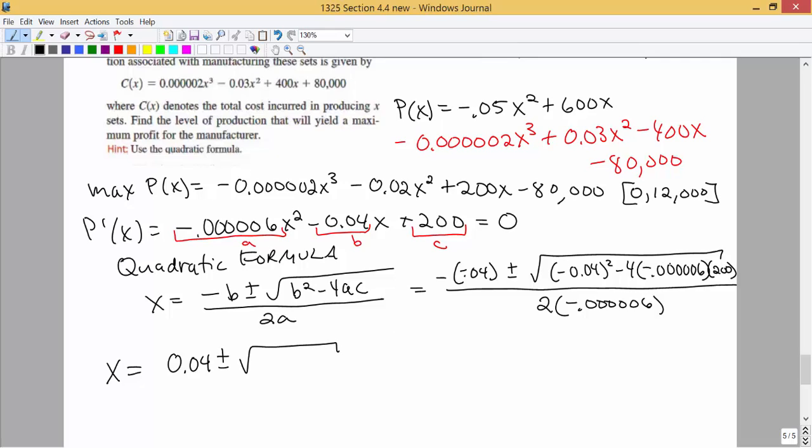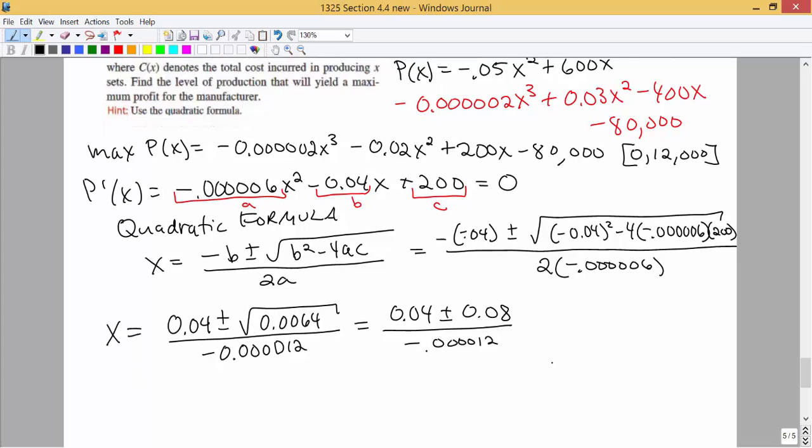And we're going to put everything under the square root right in the calculator just as we see it. And I end up getting 0.0064 all over. We're going to multiply 2 times that a value. So we end up getting 4 zeros after the decimal and then 12. And then we're going to take the square root of that value. And I end up getting 0.04 plus or minus 0.08 all over that negative value.